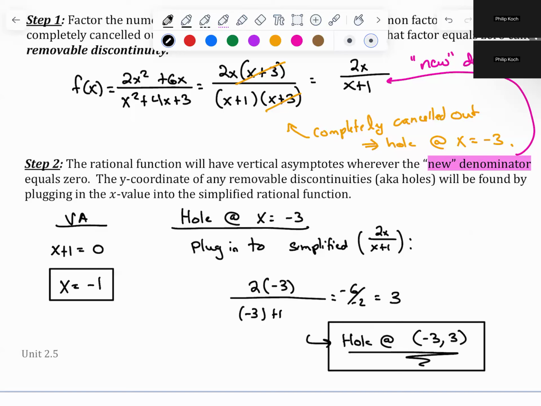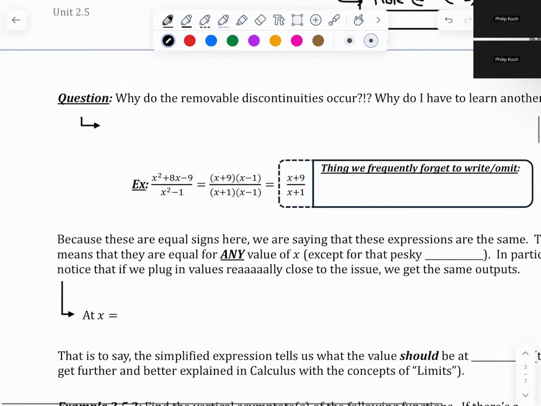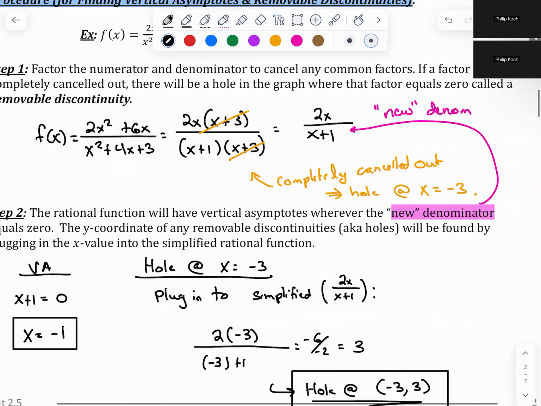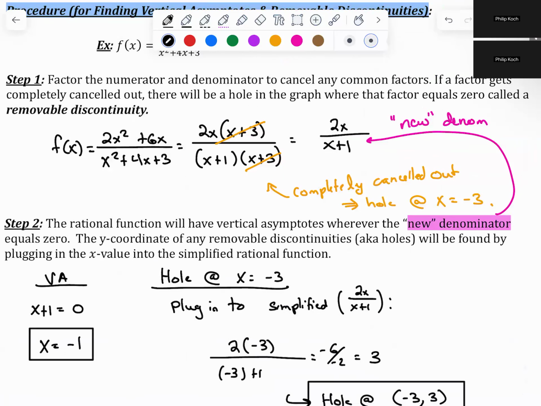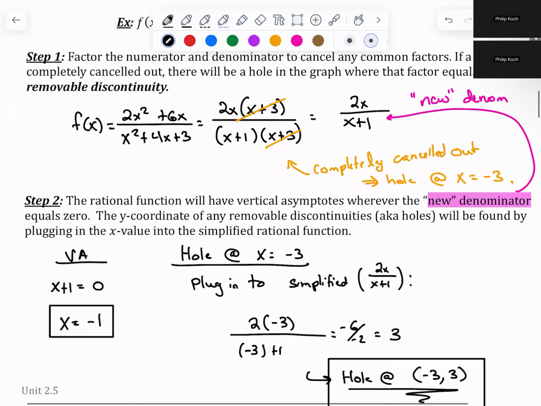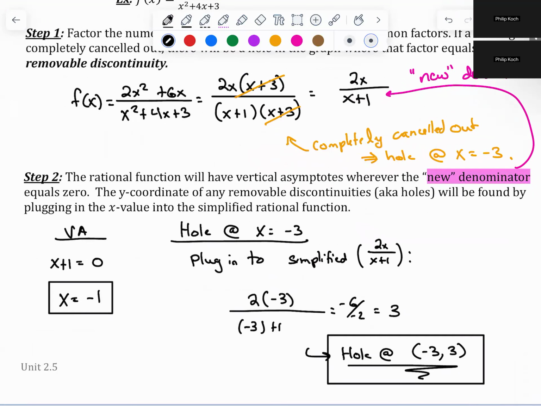Now, first and foremost, let's talk about why vertical. I don't have a description of why vertical asymptotes occur where the denominator equals 0, but I will explain that now, and then we'll talk about discontinuities. So the vertical asymptotes will happen where the denominator equals 0, because that's going to be a place where the function is undefined.